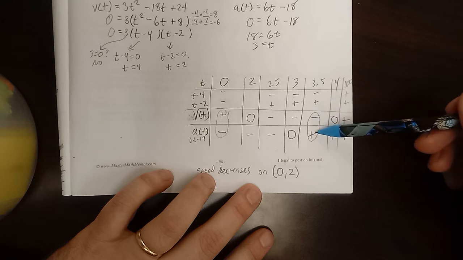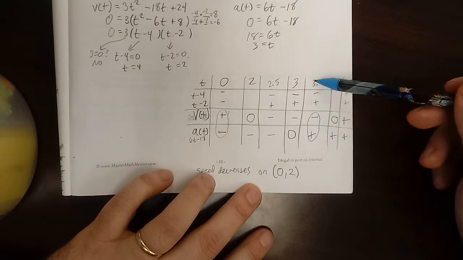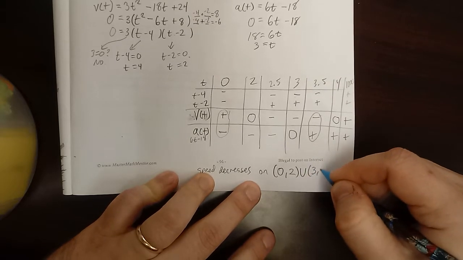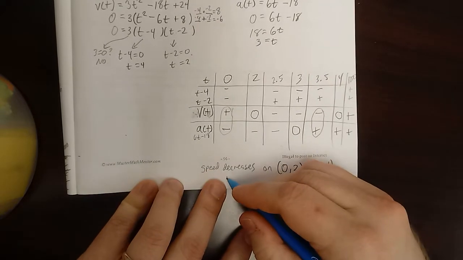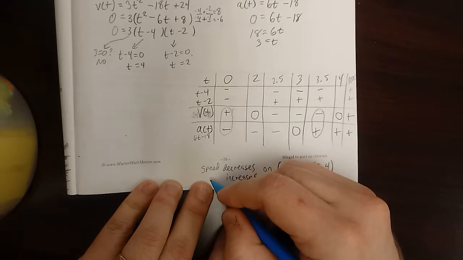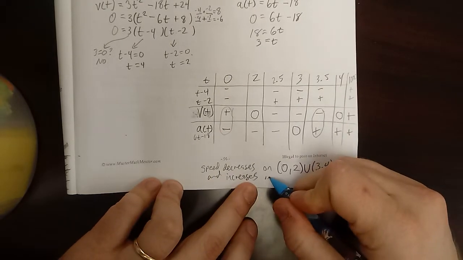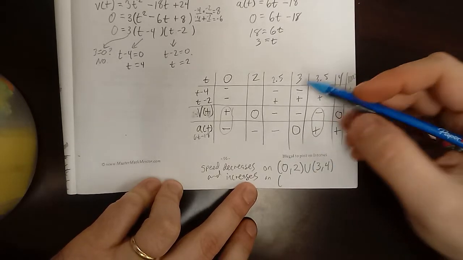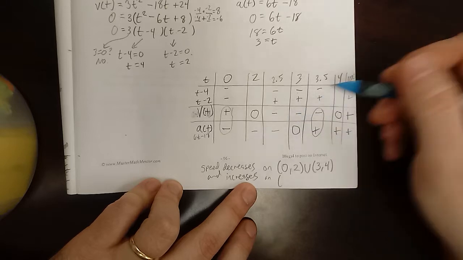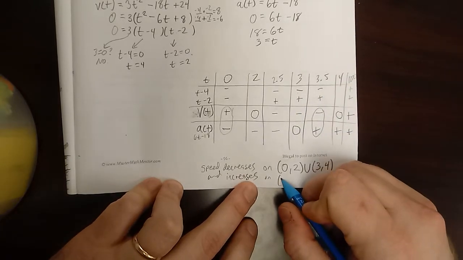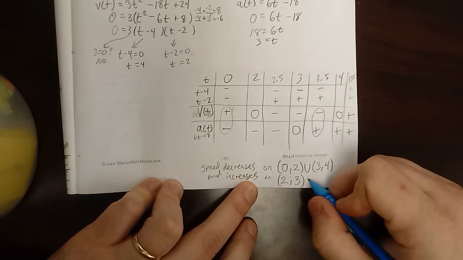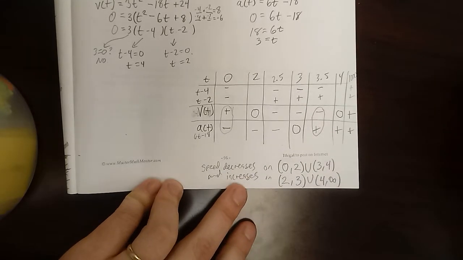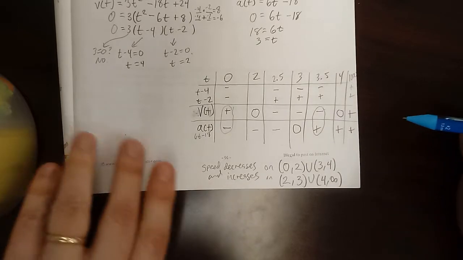And then let's see. So here at 3.5 it is. So what two signposts is that between, the 3 and the 4? So, and speed increases on, let's see, where do my signs match? In between 2 and 3, and then let's see, after 4. So I can say 2 to 3, and then union after 4, so 4 to infinity. So we can talk about the speed like that.